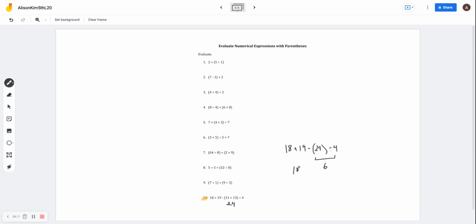So 18 plus 19 minus 6. Now we see here that we have addition and subtraction right next to each other, so we're just going to go left to right. 18 plus 19 gives us 37. And then 37 minus 6 gives us 31. So our final answer for number 10 will be 31.